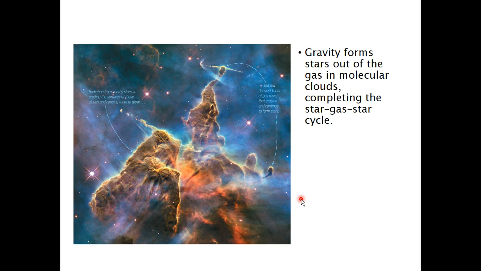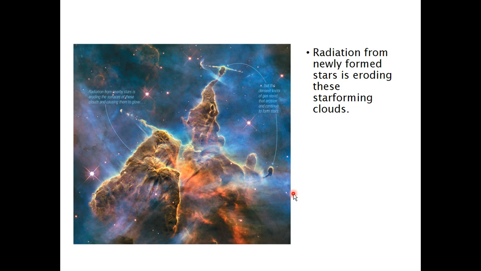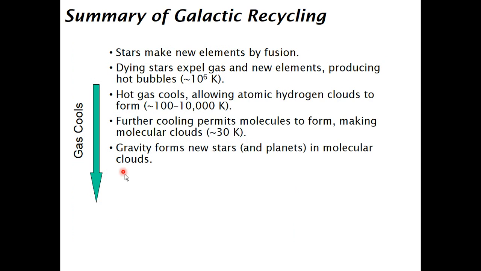And eventually that cloud contracts because it's cooled a large amount. It forms a star, and then once it forms a star, that new star will go on and produce more heavier elements and give them off. And so that's a cycle it'll go through. This is what's called the star-gas-star cycle. And you can see the effects from these things.